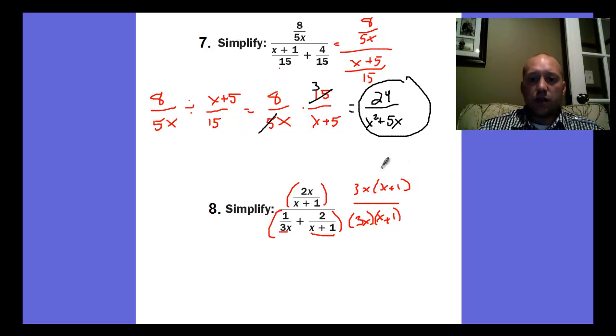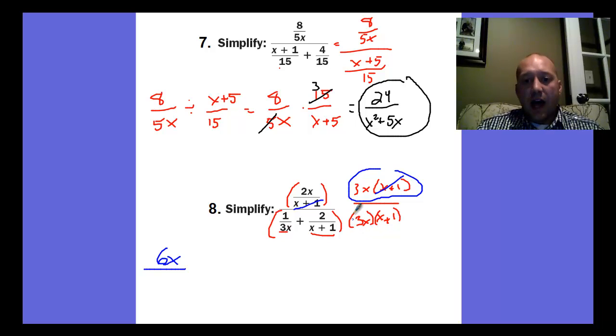So when I distribute this quantity to this fraction, the x plus 1 and this x plus 1 reduce out. So I get 2x times 3x, which is 6x. On the bottom here, I have to distribute this. So it gets multiplied to this first fraction, and it gets multiplied to the second fraction. When we multiply to the first fraction, the 3x reduces out with this 3x. I still have to multiply the x plus 1 to the 1, and I get x plus 1.